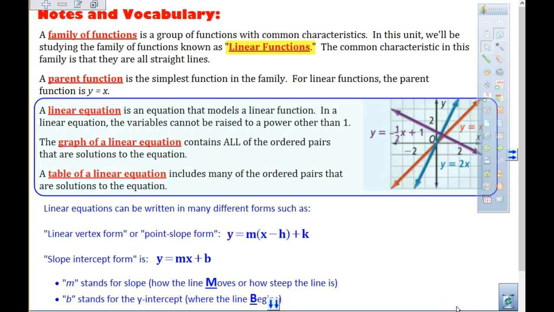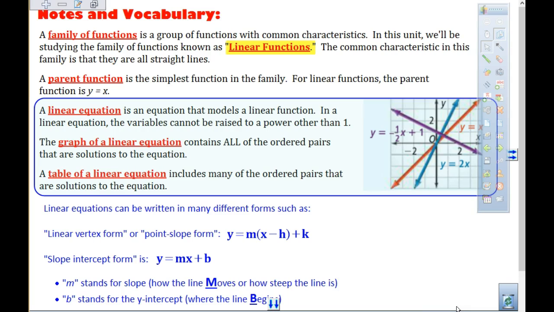The last part of your homework tonight that you're going to be doing is a lot of reading and a lot of information. So just so you're aware, we're going to be doing one more form of our equations tomorrow. It's called standard form.